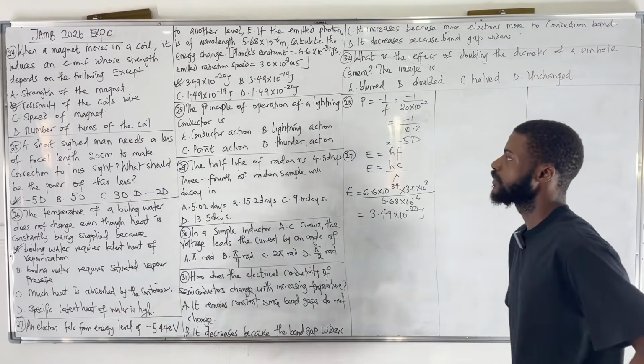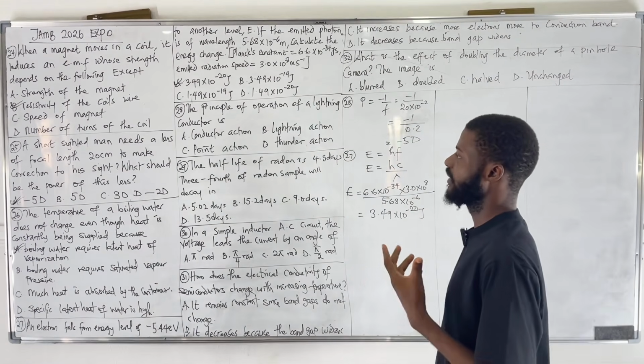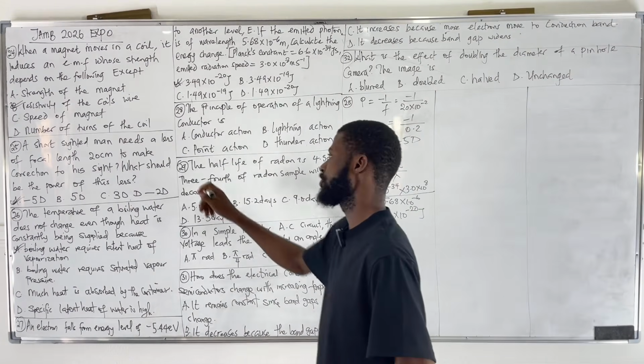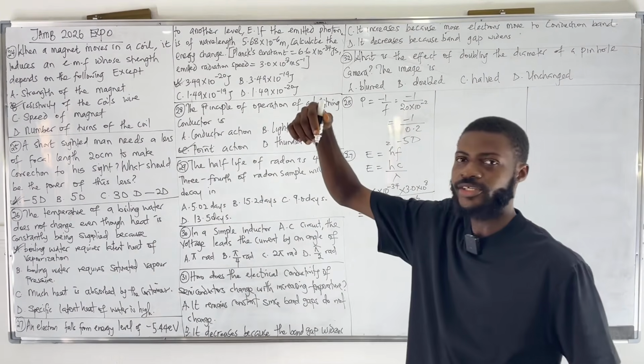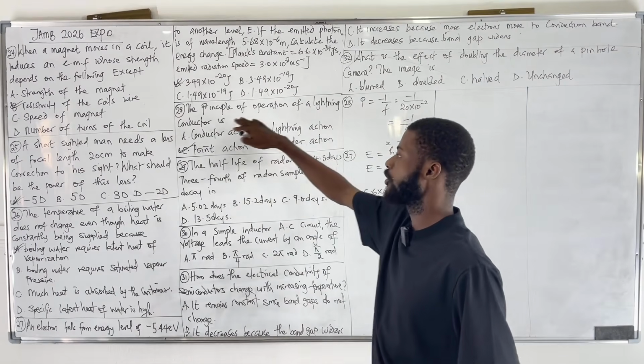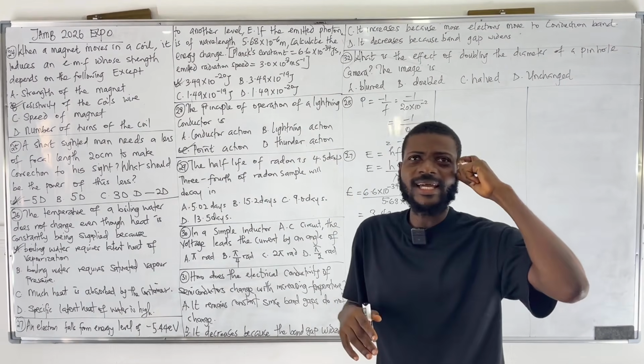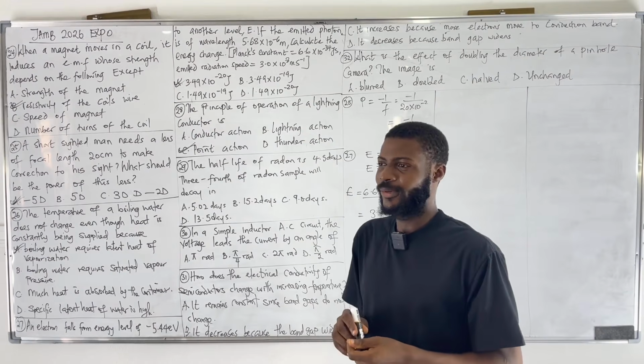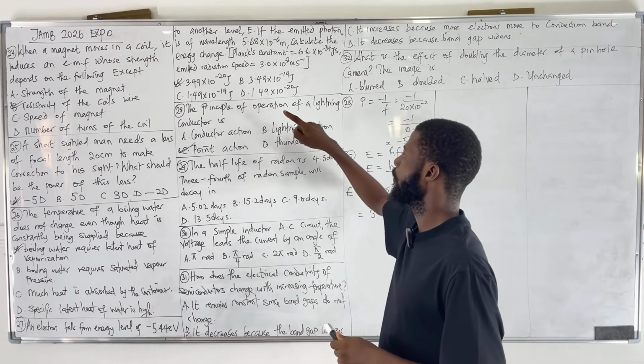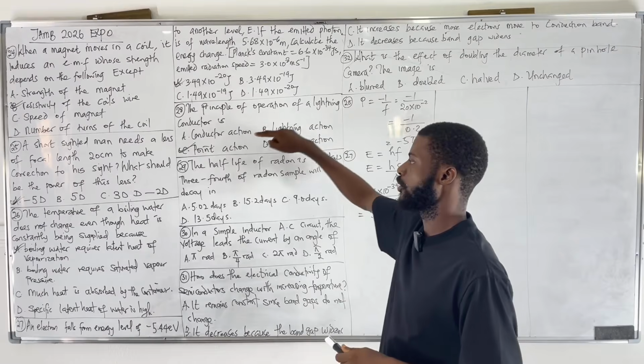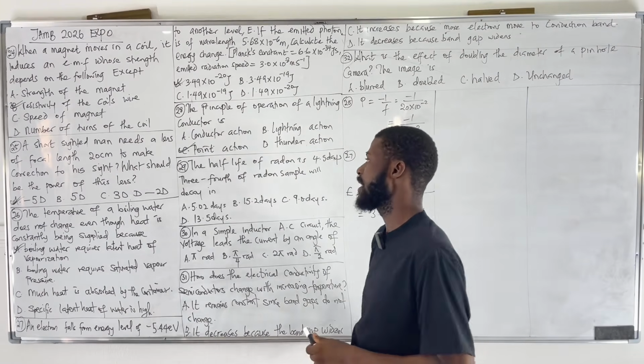Okay, next one. The principle of operation of a lightning conductor is point action. Most times we call it a thunder arrestor, but the principle of operation of a lightning conductor is actually point action. Take note of that.